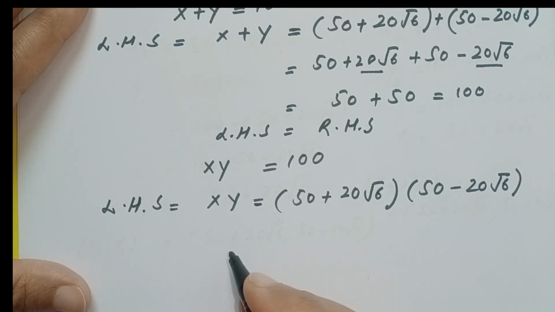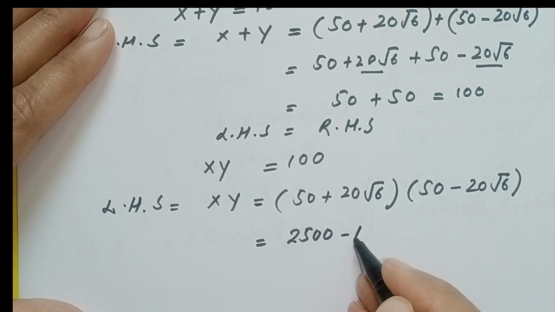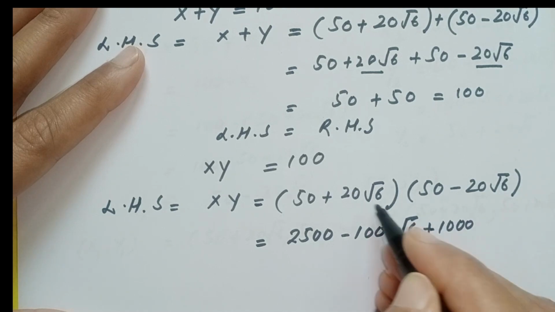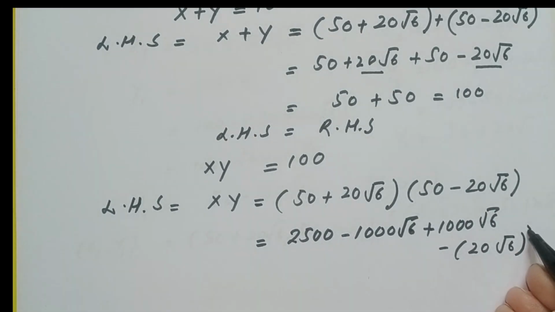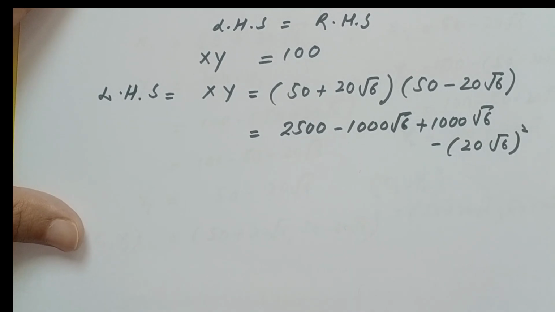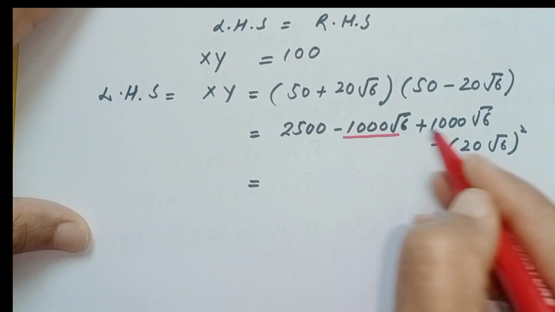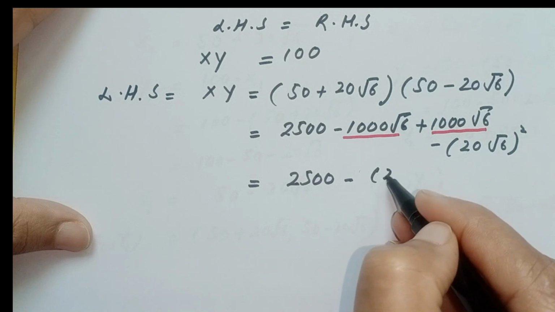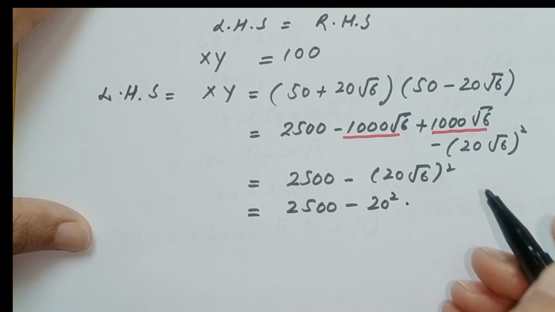So multiply 50 by 50, we will get 2500. Now 50 times 20 square root 6 will give 1000 square root 6. Now plus 20 multiplied by 50 will give 1000 square root 6, and minus 20 square root 6 times minus 20 square root 6 will give 20 square root 6 power 2. So here this 1000 square root 6 will cancel out with the other 1000 square root 6, and we will be left with 2500 minus 20 times square root 6 whole square. So here 2500 minus, we will write 20 square and square root 6 square.